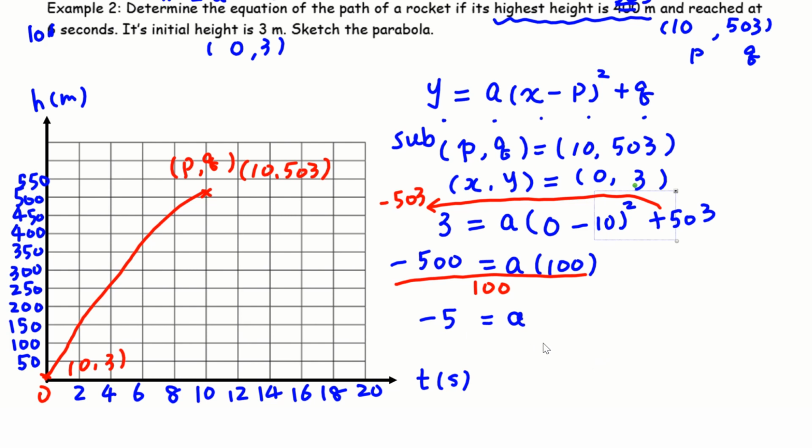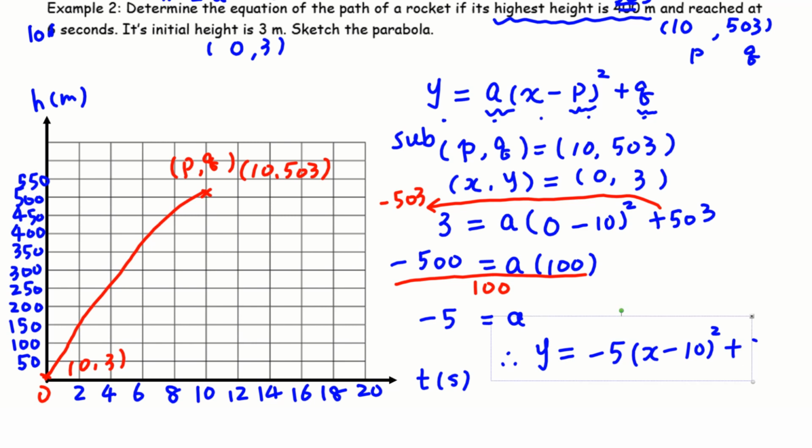Then we sub into the vertex form a, p, q. Then you have the equation for this question: y equals negative 5 bracket x minus 10, p is 10 and q is 503. So this is how you find the equation of a parabola. Sub in p, q, x, y. Then you will have only one variable left. Then do the opposite operation, move the numbers to the other side, isolate the a value, then you solve it.